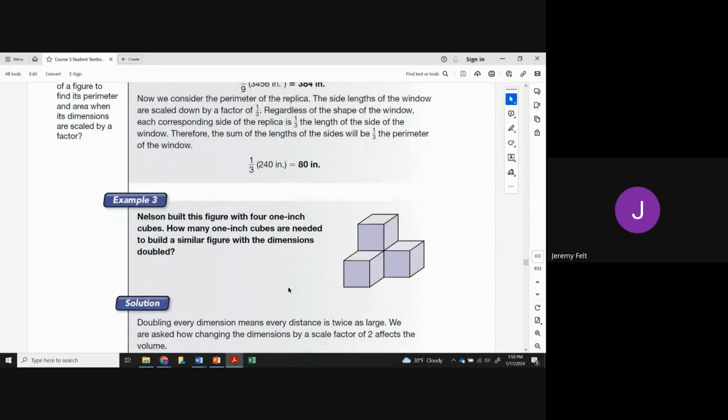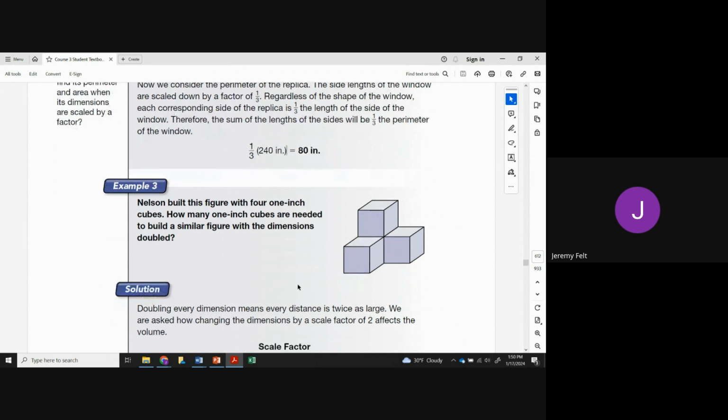So just pay attention. If you remember that chart up above of scale factor in relation to perimeter, area, and volume, then that really will be all you need to know. You can go in and redraw things and try to scale them, but if you remember the rule, it's going to make it a lot easier.